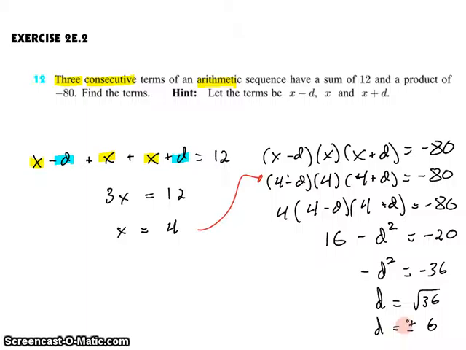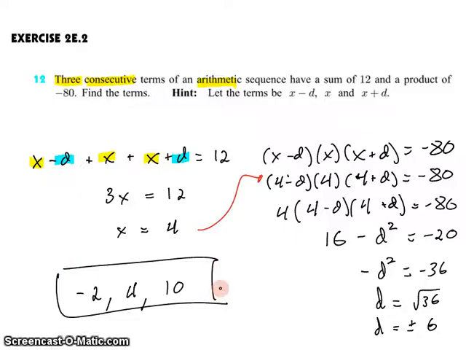Well, in this question, it doesn't really matter, because I know that the middle number is 4, and I'm just going to go up and down by the same amount. So whether d is plus or minus 6, doesn't matter. I'm still going to go up and down. So really, it's both. It's up and down. So my three terms then are 4, I'll go up 6 to 10, and down 6 to negative 2. And those are the three terms.